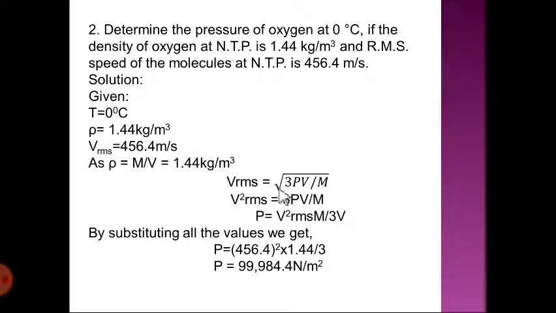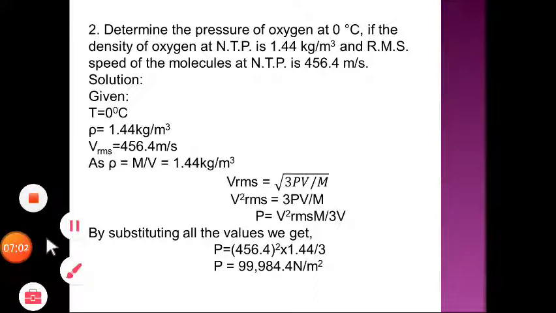The formula for VRMS is actually under root 3RT divided by m, right? But I have written 3PV. As PV is equal to RT, we can write it in terms of pressure because we have to find out pressure. So I am writing this equation in terms of pressure, which is under root 3PV divided by m. By squaring both the sides, I am getting this equation. By shuffling all the terms, I am getting the value for P. By substituting values, I am getting this value.